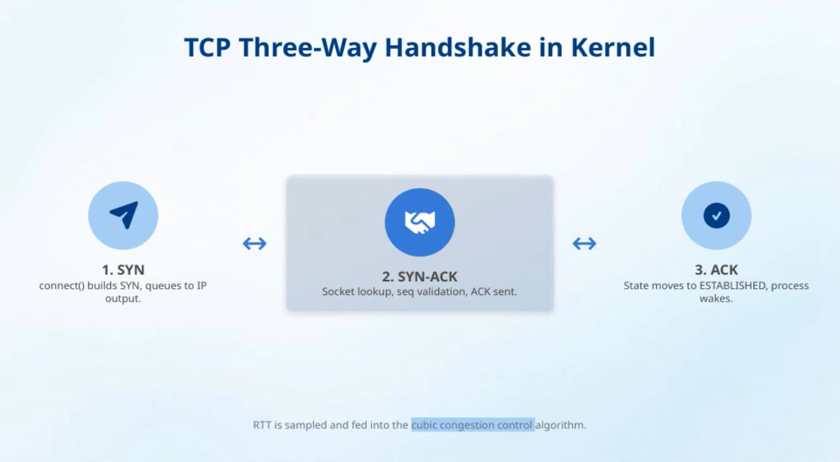During this entire process, the kernel handles socket lookup, sequence number validation, and the sending of the ACK, ensuring everything is synchronized and secure before data transfer begins. This handshake is fundamental because it sets the foundation for reliable communication between the client and server in TCP.